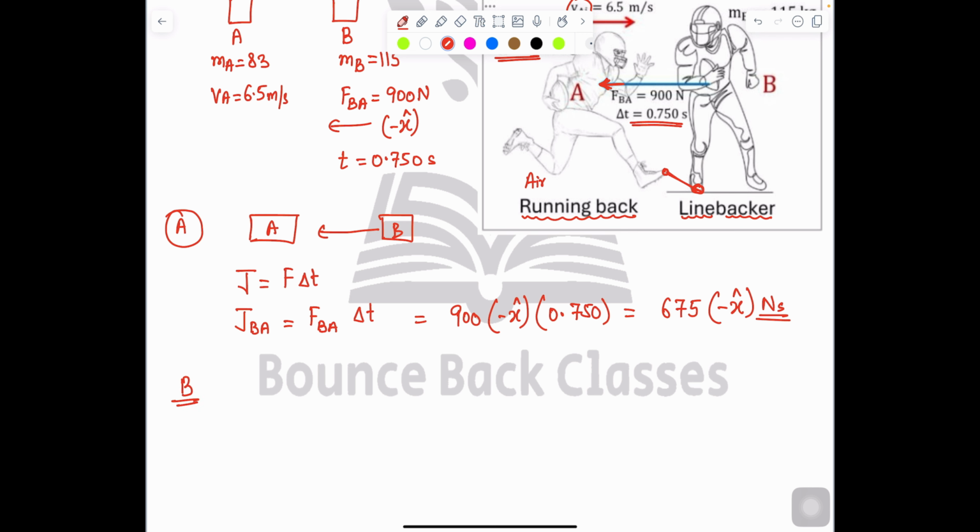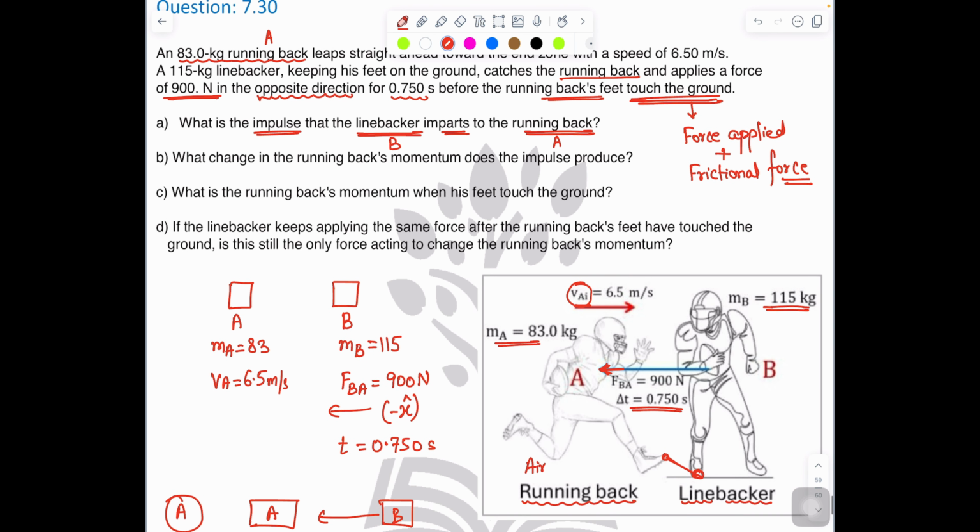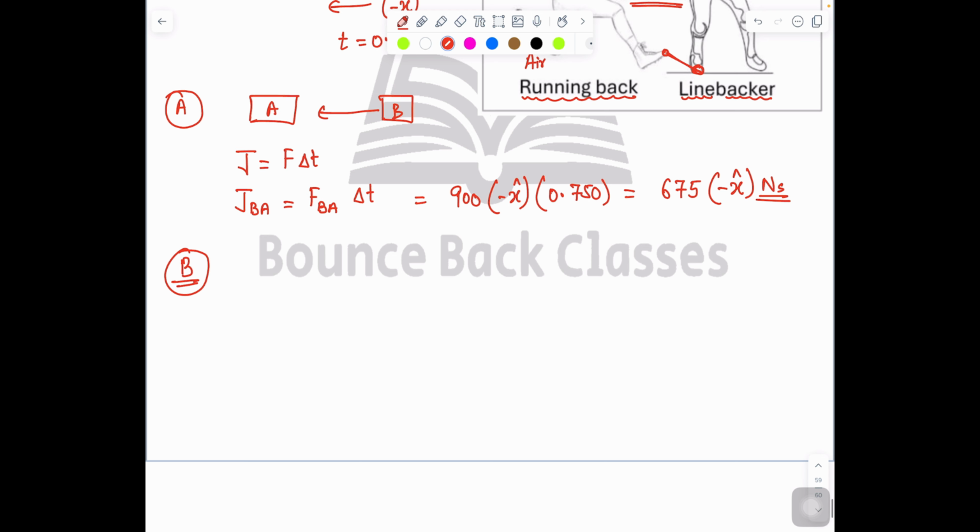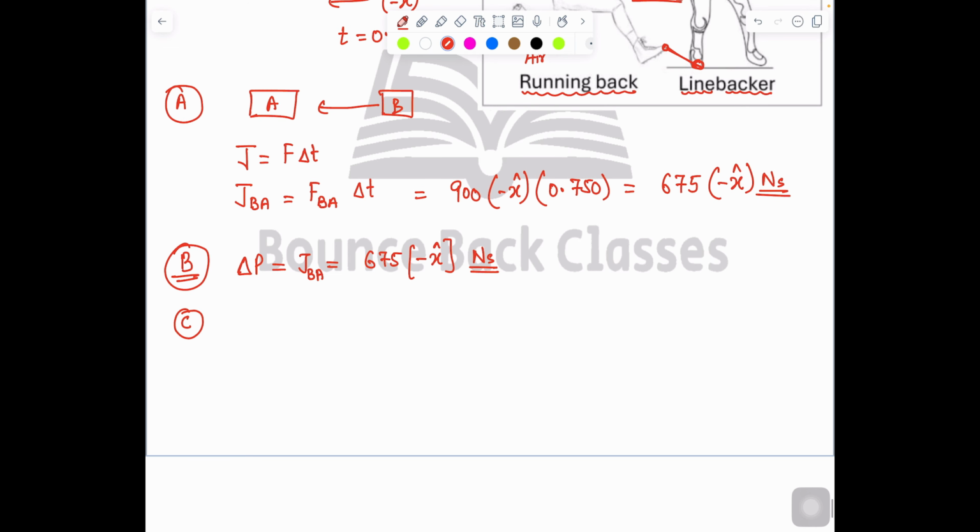Okay, now you have your part B. What change in the running back's momentum does the impulse produce? The running back is A. We are finding the delta P, which is equal to J, because we need to find the change in momentum. So it should be the same value, B to A, 675 negative x cap Newton second. Yes or no?